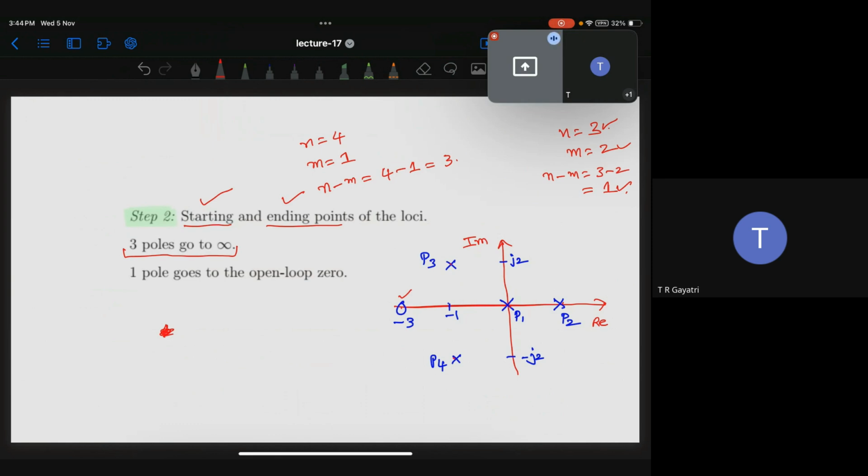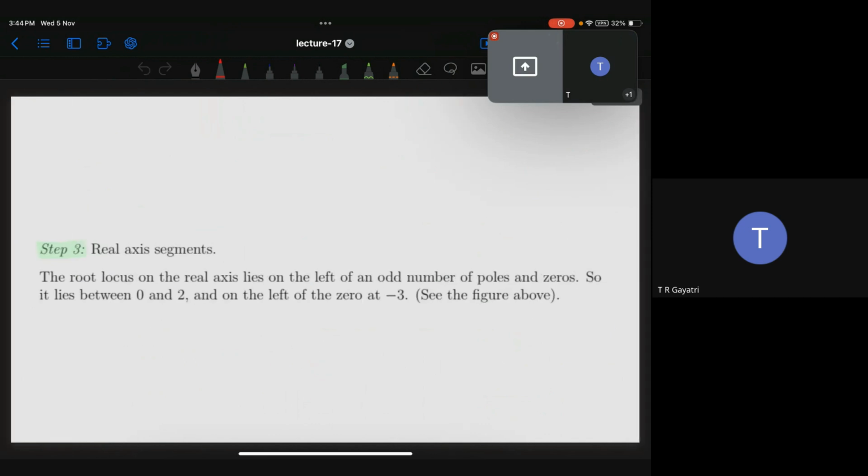Is that clear? Yes, sir. One pole goes to infinity. Yes, one pole goes to infinity. So it depends upon n and m and the difference n minus m. We will say which pole is going to 0 and which pole goes to infinity. Yes, sir. Number of poles and zeros, that is the second step.